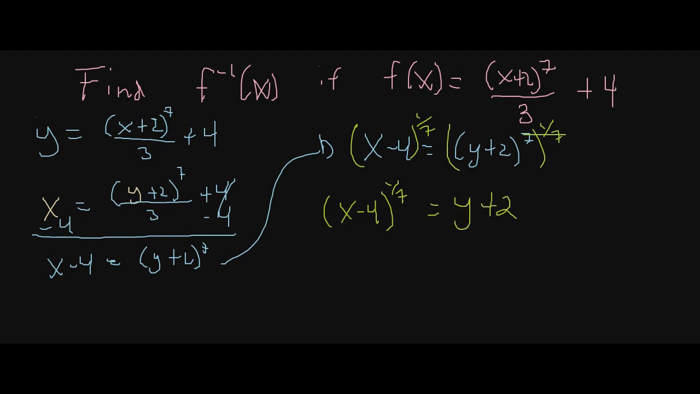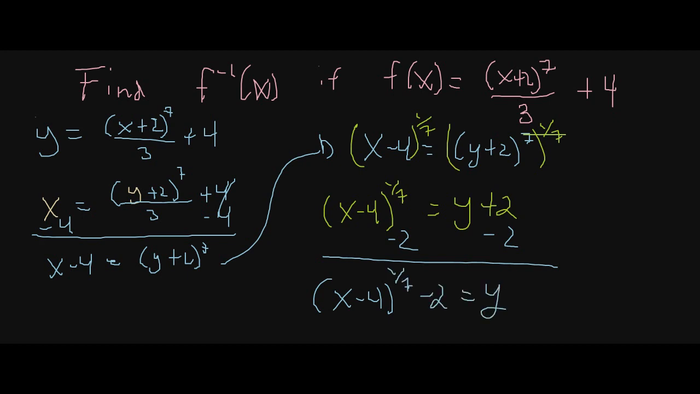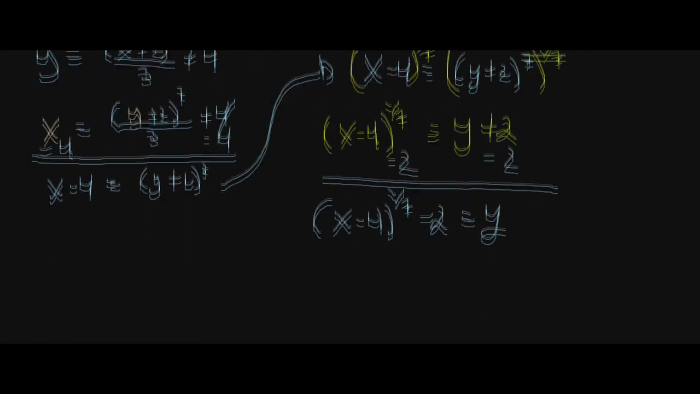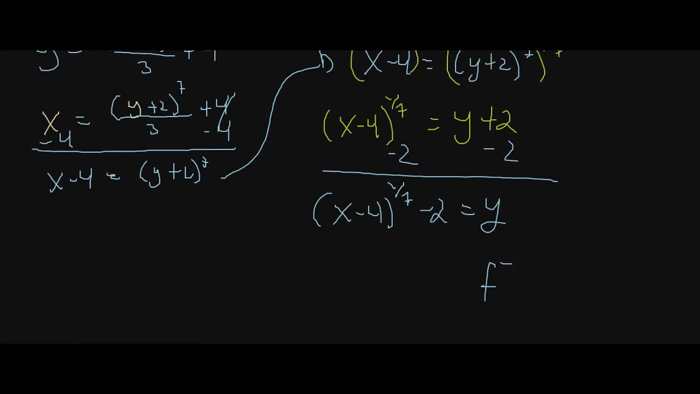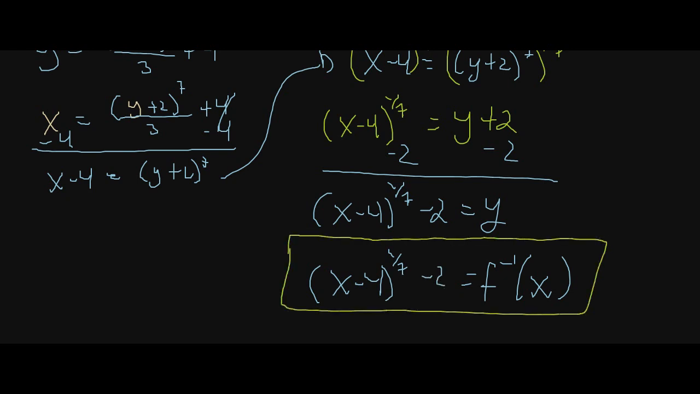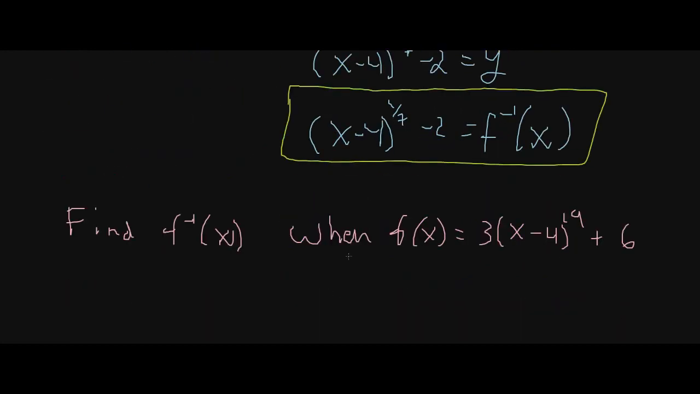What do we do now? We just subtract 2 from both sides. Now we get (x minus 4) raised to the 1 over 7th minus 2 is equal to y. And we're done. We found the inverse of our problem. But like before, let's make sure we write it with our inverse notation: (x minus 4) raised to the 1 over 7th minus 2. That's it.